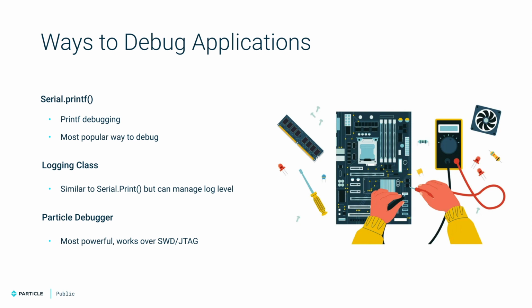The last common debug method is using the Particle Debugger. This is the most powerful method as it allows you to use step-through debugging by setting breakpoints, inspecting and watching variables at runtime, and even navigating the call stack. In this video, we'll concentrate on using the Particle Debugger and how it enables users to conduct step-through debugging, thorough analysis, and troubleshooting of their application.